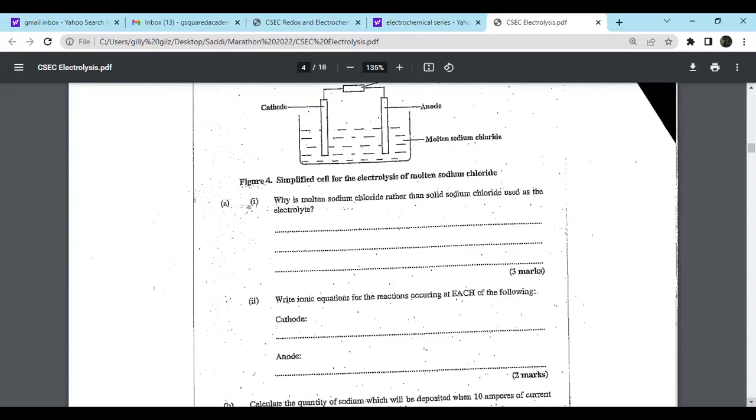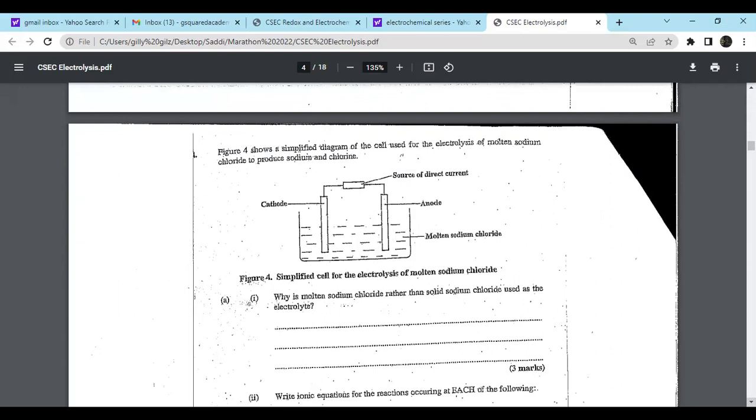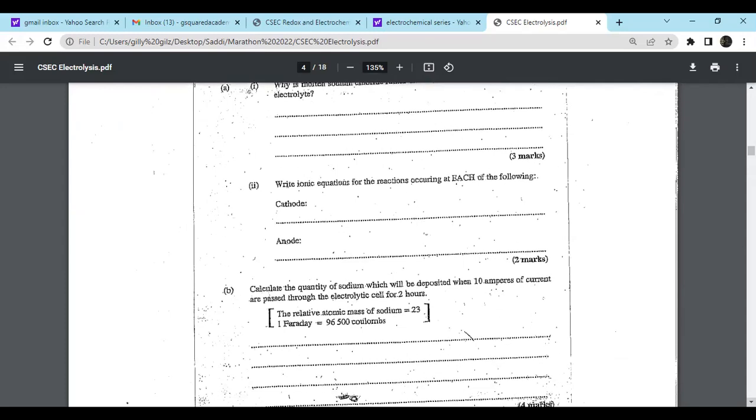Why is molten sodium chloride rather than solid sodium chloride used as the electrolyte? This is like checking if you really understand what you're doing. First things first, solid sodium chloride cannot conduct electricity because the ions are bonded together. They're trapped together, so they can't move. And so therefore, it will not conduct electricity. Molten sodium chloride is used because it is an electrolyte. The ions are free to move. And so because the ions are free to move, they can move to the electrodes to produce sodium and chlorine. And that's what they're looking for. I don't know why it's 3 marks, but anyway.